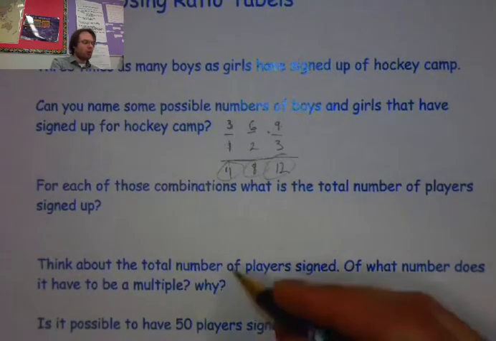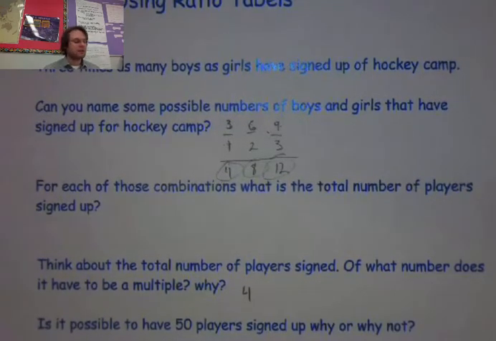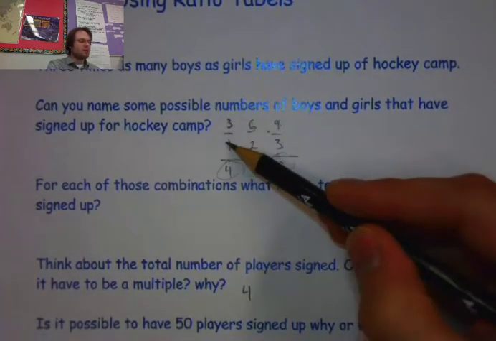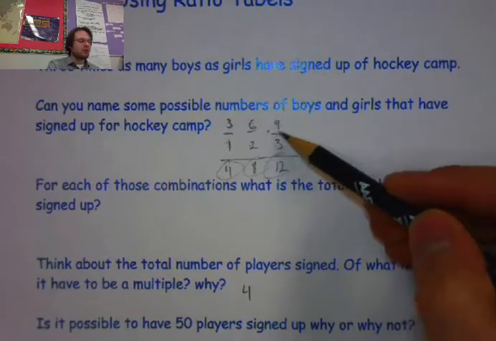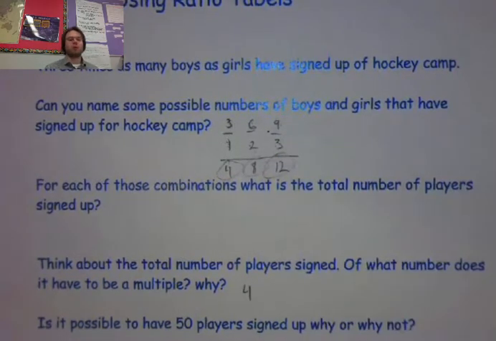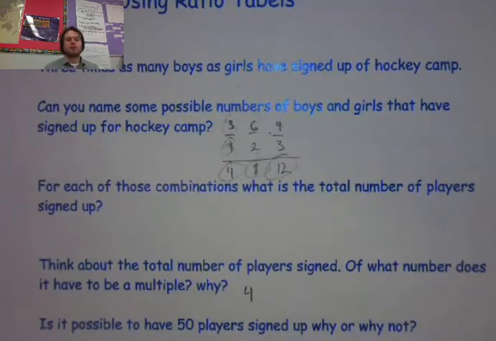Well, these are all multiples of 4. And now why? Why are they multiples of 4? Well, I look at this. 3 plus 1 is 4. 6 plus 2 is 8. These always have to add up in multiples of 4 because every time this goes up by 3, this will go up by 1. So that is a total of 4 every time.